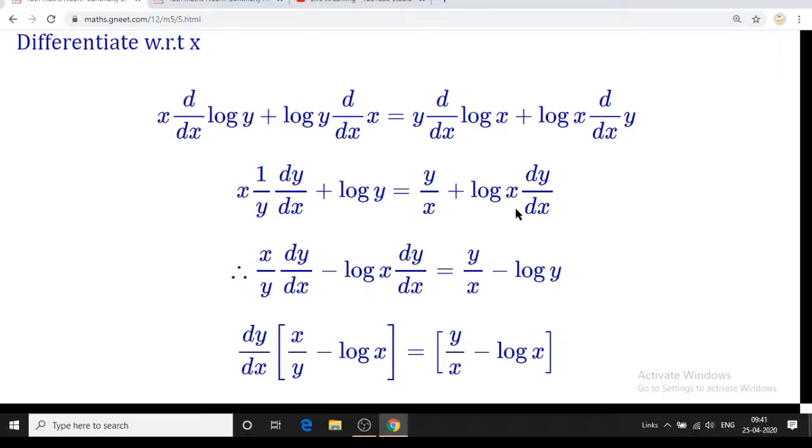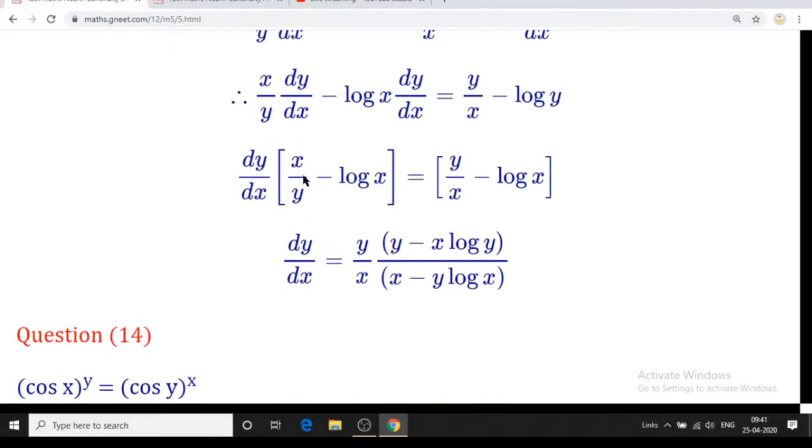After this, as we require the answer of dy by dx, we will collect the terms of dy by dx on one side and the terms without dy by dx on the other side. So that is y upon x minus log y. So taking dy by dx common, we get x upon y minus log x is equal to y upon x minus log y. After that, it is just a simplification part.